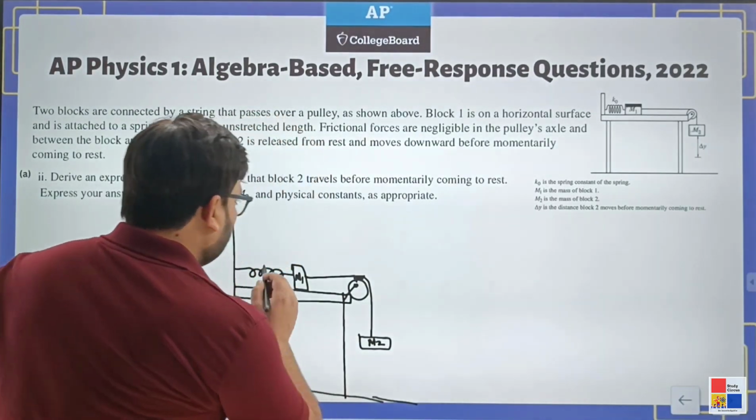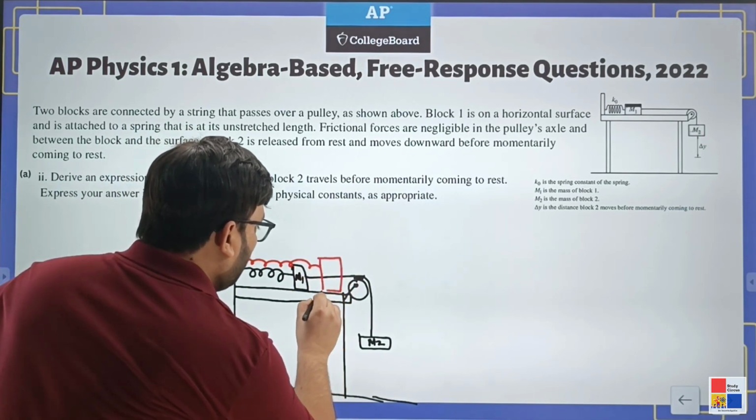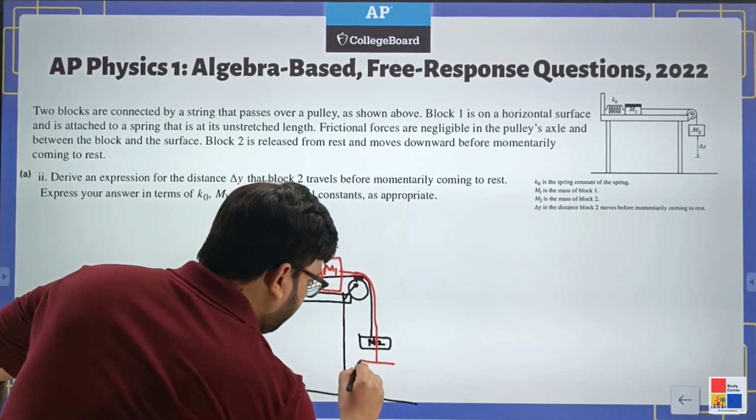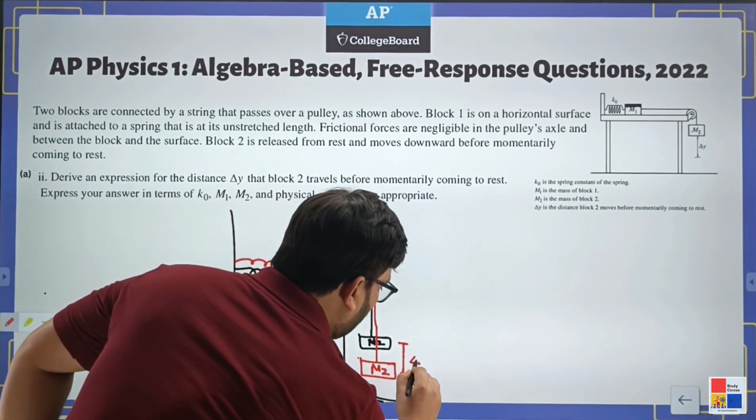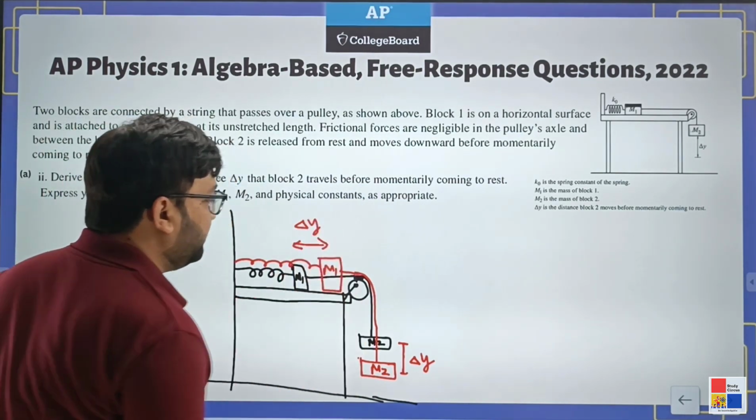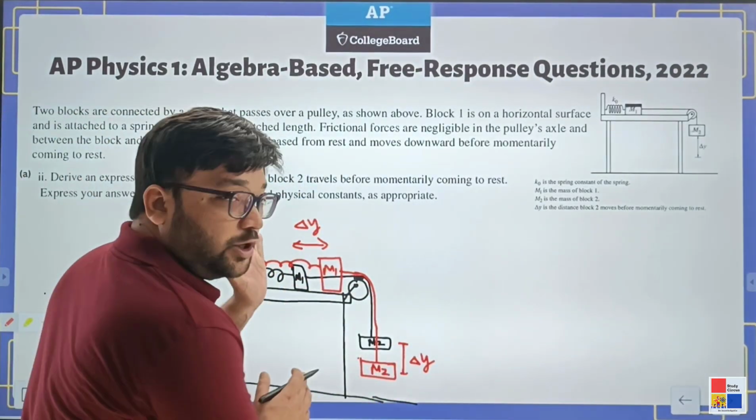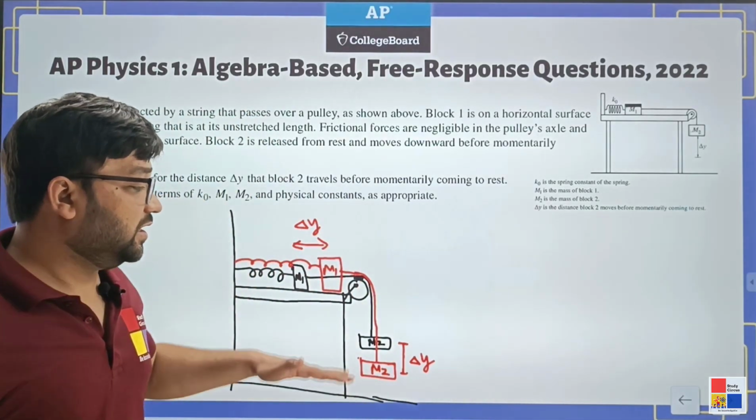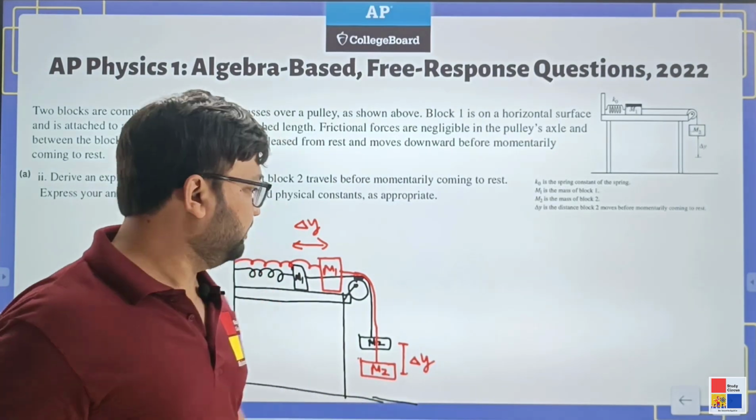And let's say after releasing, the situation is something like this. The spring gets elongated by some amount. Mass m1 comes here, and whatever is the elongation in the spring, by the same amount, the mass m2 comes down. So this is delta y as well, if the elongation in the spring is delta y, because the length of the string here is not changing. So whatever is the elongation in the spring, by the same amount the mass m1 will be moving ahead, and by the same amount the mass m2 will be going down, right? Because the length of the string is not changing, right?